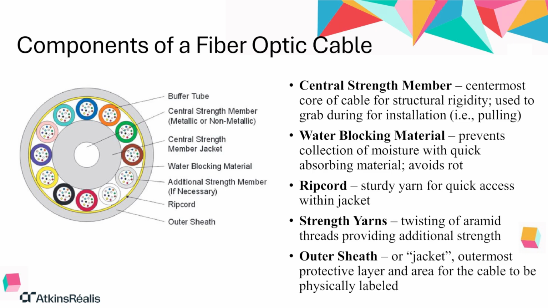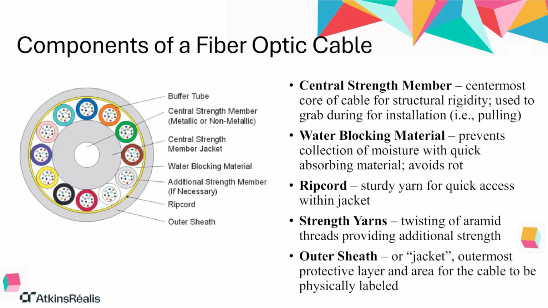There's usually a rip cord, which is a strong yarn placed just under the jacket. You can nick the jacket and then pull the ripcord to easily tear it open for access without damaging the insides. Sometimes you'll find additional strength yarns, often made of aramid fiber like Kevlar, bundled with the buffer tubes for extra pulling strength.